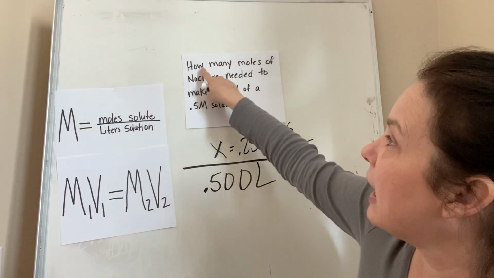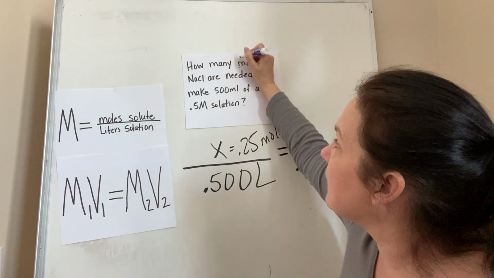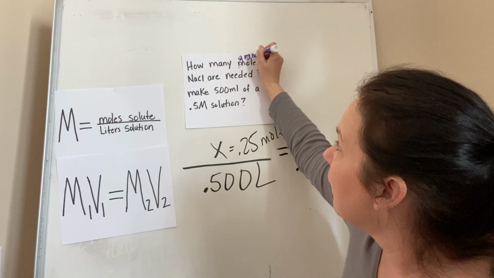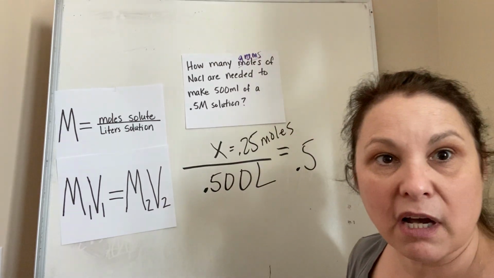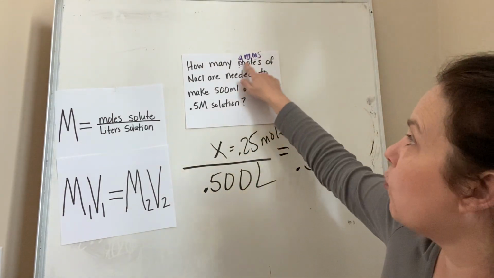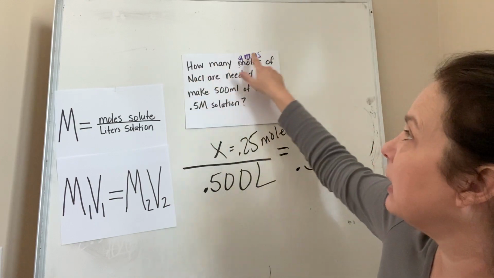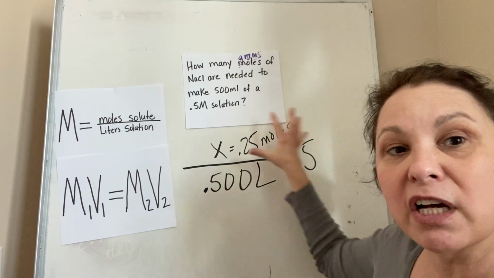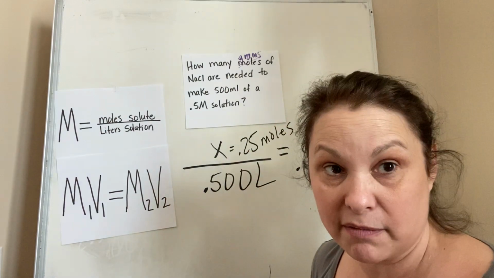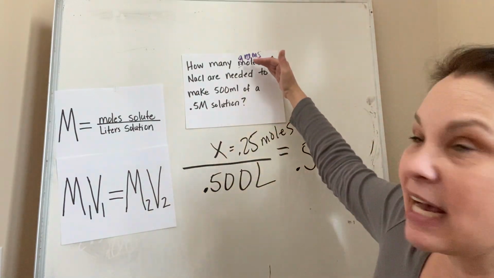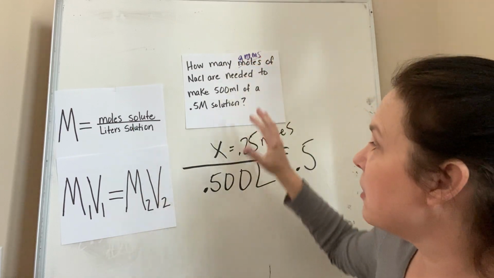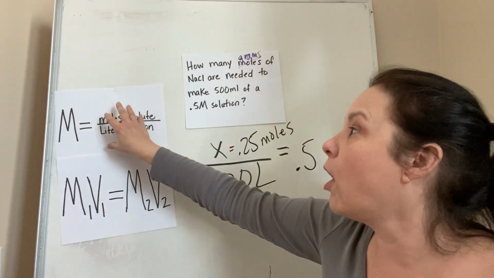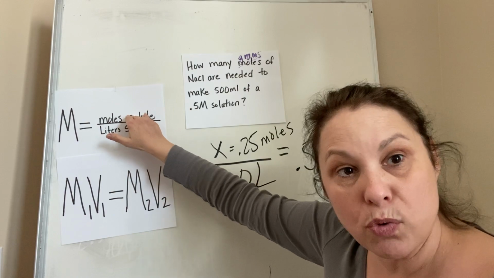So what if this read how many grams of NaCl? So what if I wiped out moles and I said how many grams of NaCl? Well, everything I've done up until now, I wouldn't change a thing. Because, yes, I do want grams, but this formula will only solve for the moles of the solute.